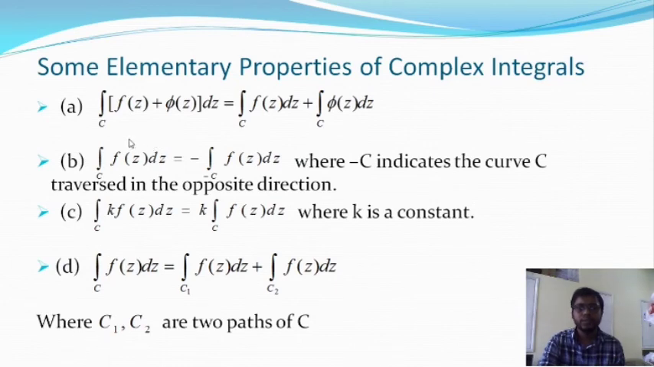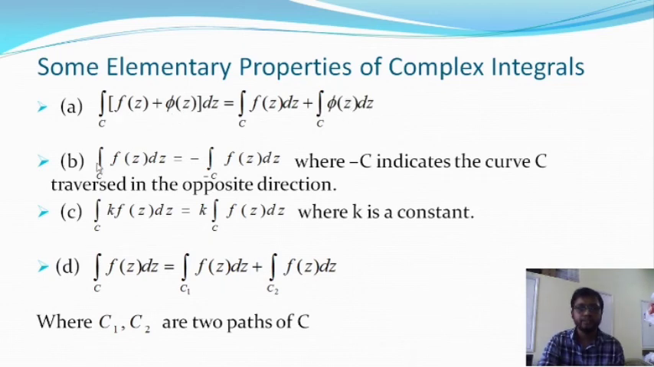So the first property is integration over C of f(z) plus phi(z) dz. So the integration of the sum of the functions is equal to the sum of the integrations. That means integration over C f(z) dz plus integration over C phi(z) dz. This is the first property of complex integration.